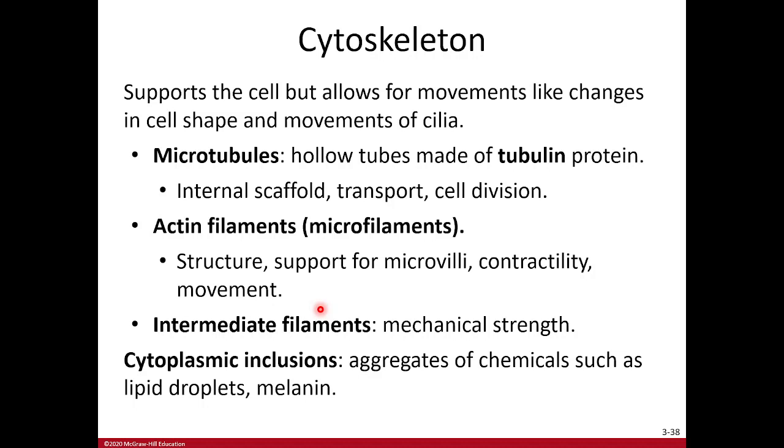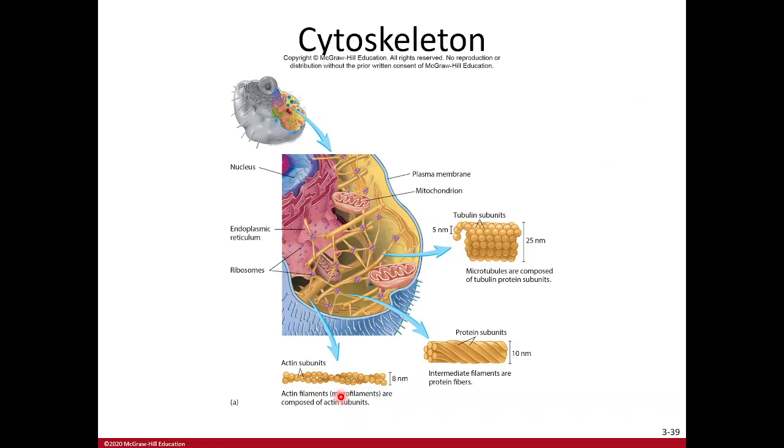Along with these cytoskeletal proteins, we have also embedded within the cytosol cytoplasmic inclusions that have chemicals such as fat molecules or lipid droplets and melanin. So these are the characteristics of the cytoskeletal proteins.